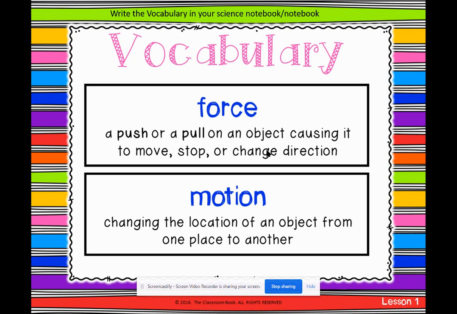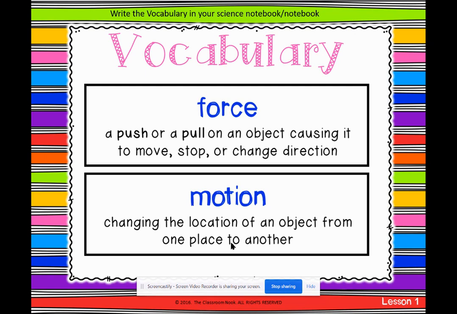And then that comes to the word motion. Motion is when you're changing the location of an object from one place to another. So when you apply force to an object, you should be causing some type of motion as well. Even that brick wall, if you go and push up against it, there is some force that you are applying onto it. And believe it or not, it does move just a tiny fraction, a millimeter of motion.